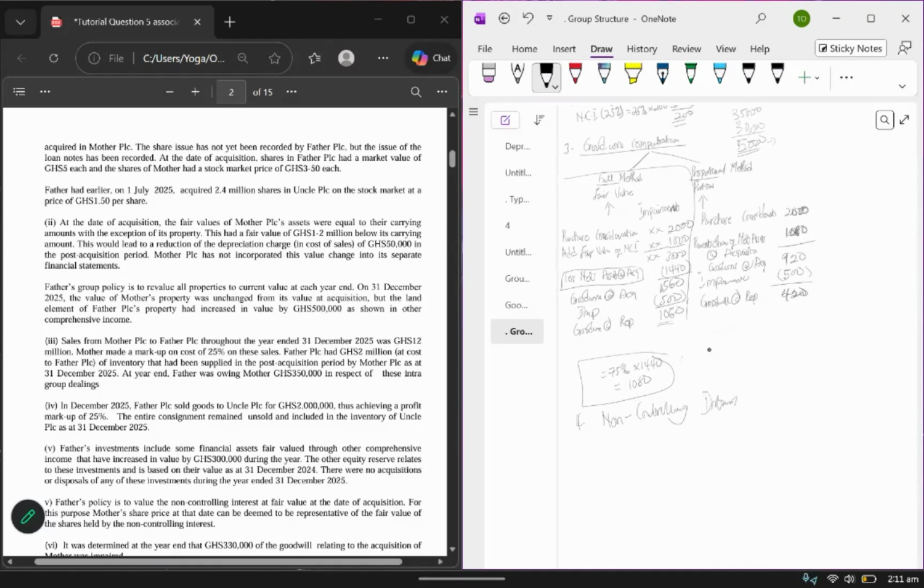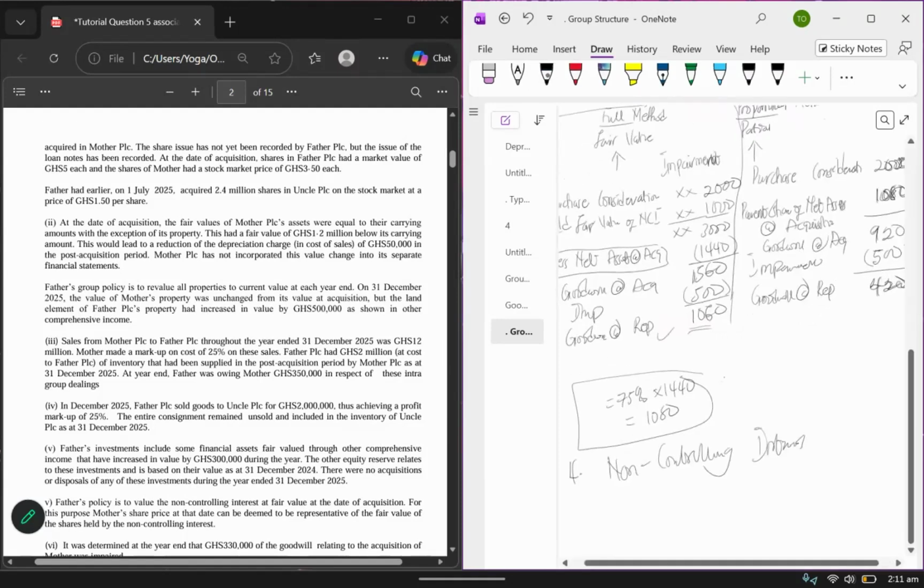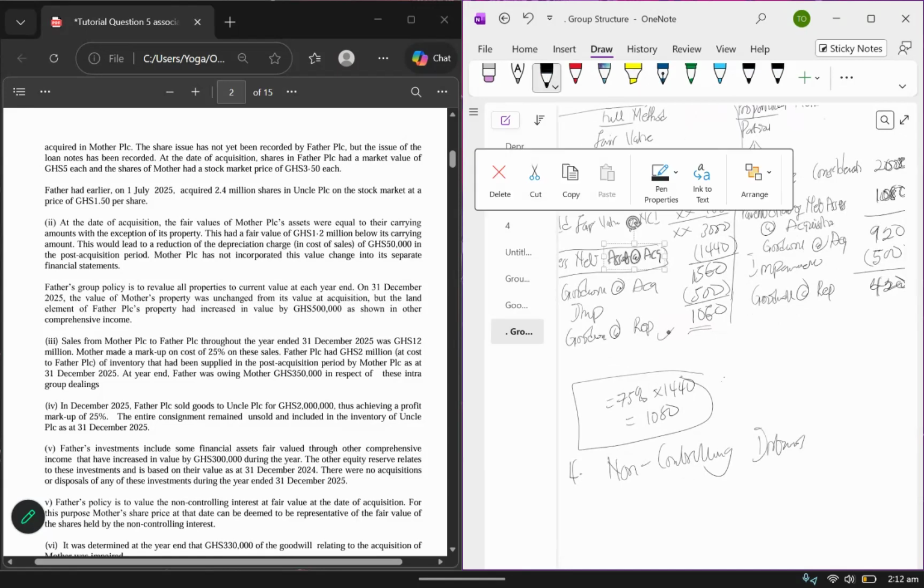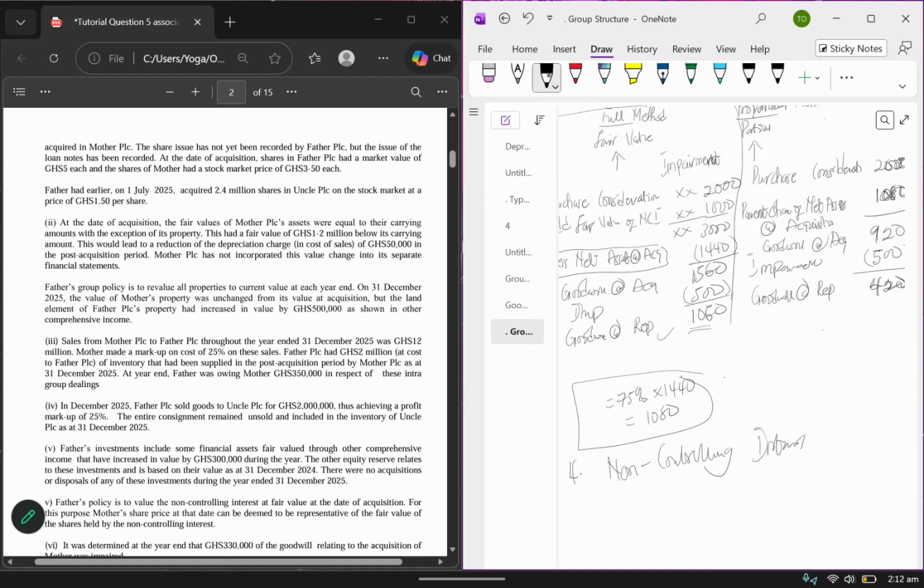Yes, and then I forgot this goodwill at reporting. There are situations where you can arrive at a negative goodwill. Normally, we've been getting the positive goodwill, which is treated as a non-current asset. But when you get a negative goodwill, you should treat it as a gain in the consolidated statement of profit or loss. So after getting your gross profit, you add it to your gross profit as a gain, or let's say as an income, in the statement of profit or loss.